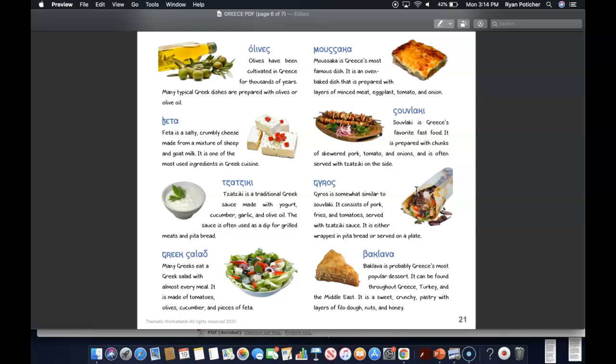Down here are gyros. Gyros is somewhat similar to souvlaki. It consists of pork, fries, and tomatoes. Served with tzatziki sauce, it is either wrapped in pita bread or served on a plate. And then down here is baklava, which is probably Greece's most popular dessert. It can be found throughout Greece, Turkey, and the Middle East. It is a sweet, crunchy pastry with layers of phyllo dough, nuts, and honey.